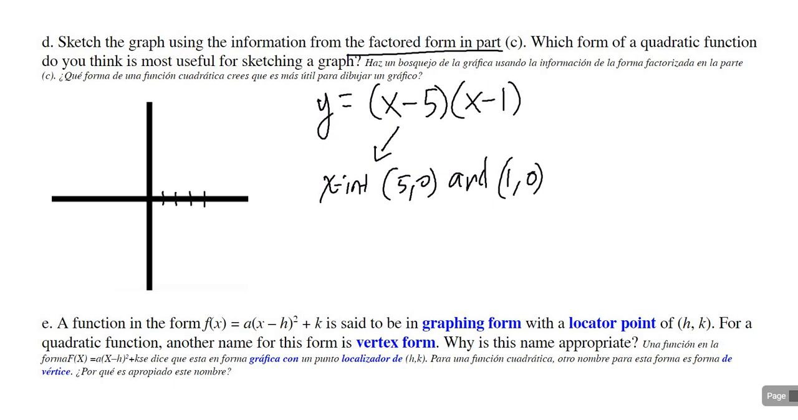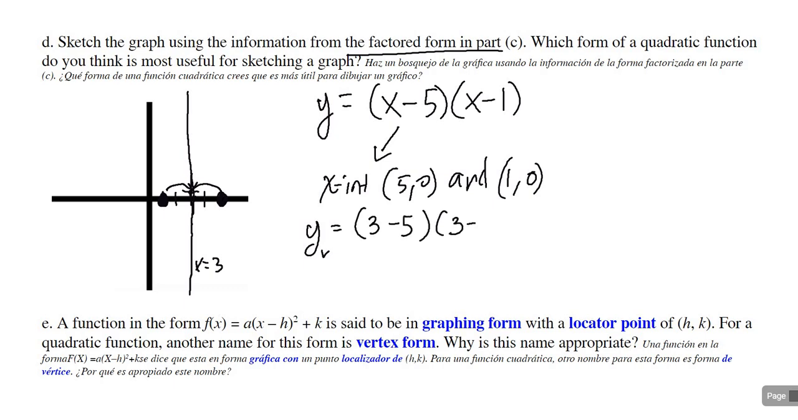So 1, 2, 3, 4, 5. I have an x-intercept here, and 1. I have an x-intercept here, and I go exactly between them to find my line of symmetry. And that is at x equals 1, 2, 3. And I plug in my line of symmetry to my equation to find my vertex. So the y part of my vertex is going to be 3 minus 5 times 3 minus 1, which is negative 2 times positive 2, and that's negative 4. And I plot that. 1, 2, 3, 4.